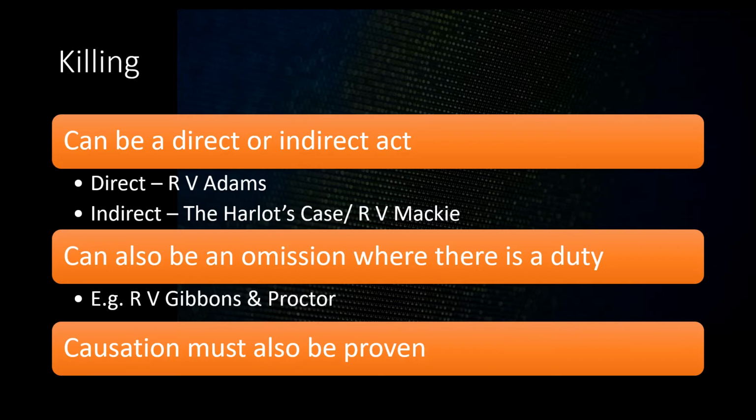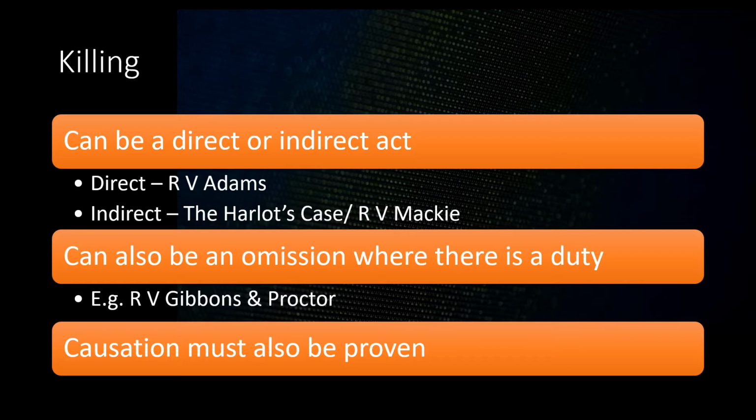Now, we've done omissions in previous units, and certainly in the build-up to murder in criminal law, one of the underpinning elements of actus reus. Where a duty does exist, then if you fail in your duty and a person dies, then you can be guilty of murder. Such was the case in Gibbons and Proctor, where a 7-year-old was left to starve and died of malnutrition after she was failed to be taken care of by her dad and stepmom.